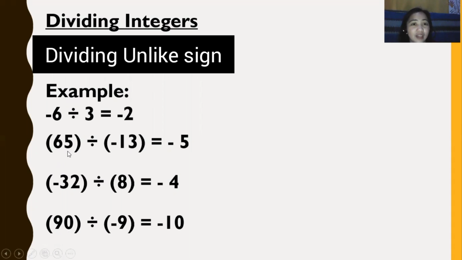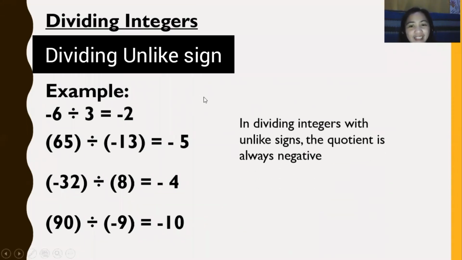And what is the rule in dividing unlike sign? In dividing integers with unlike signs, the quotient is always negative. So kung magdi-divide ka ng dalawang number na magkaiba ng sign, one is positive and one is negative, the answer is always negative. We already discussed the 4 fundamental operations, the addition, subtraction, multiplication, and division. So that's it for our lesson. Hope you have learned in our lesson today.